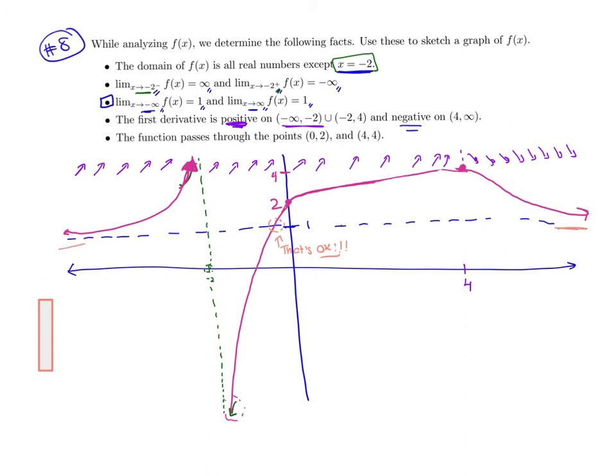So I can check. My domain is every number except for -2. I have my one-sided limit information going towards positive infinity from the left, going towards negative infinity from the right. I've got my increasing, decreasing information as indicated, and I crossed through the points I was supposed to. So that would be an appropriate graph here. There's many options that you could have. Yours might look different, but as long as it satisfies those 5 conditions, you're good.